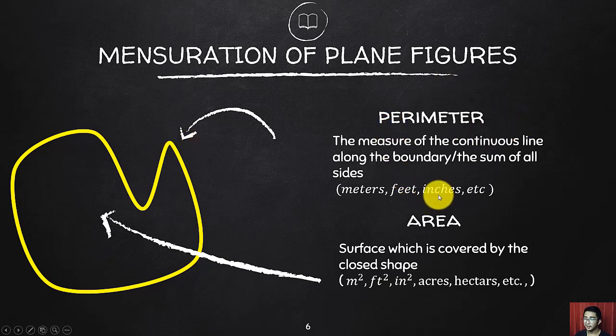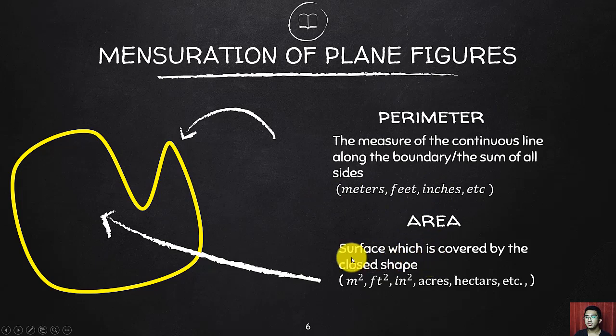Perimeter is a linear quantity because we are measuring a line. So when you have a linear quantity, the unit of perimeter is length, so it's in meters, feet, inches, etc. Consider, let's say you have a lot and you want to fence your lot. The perimeter is the amount of fencing material that will be required to cover your entire lot. Therefore, the very basic definition is the sum of all sides. So if your figure has sides, the final answer must be linear. We are measuring length here.